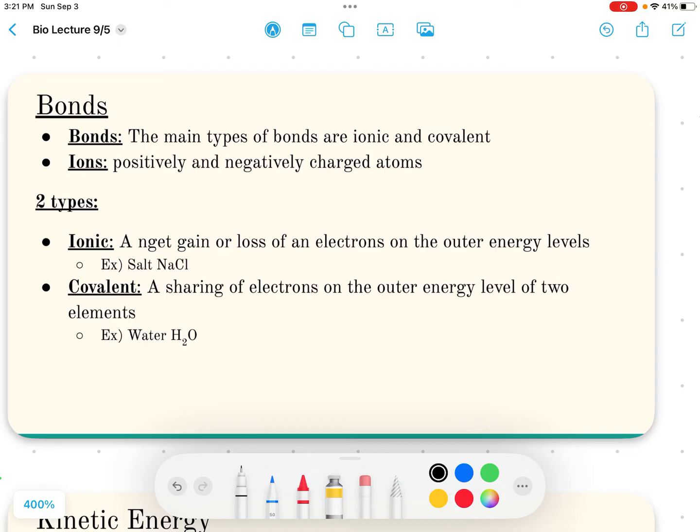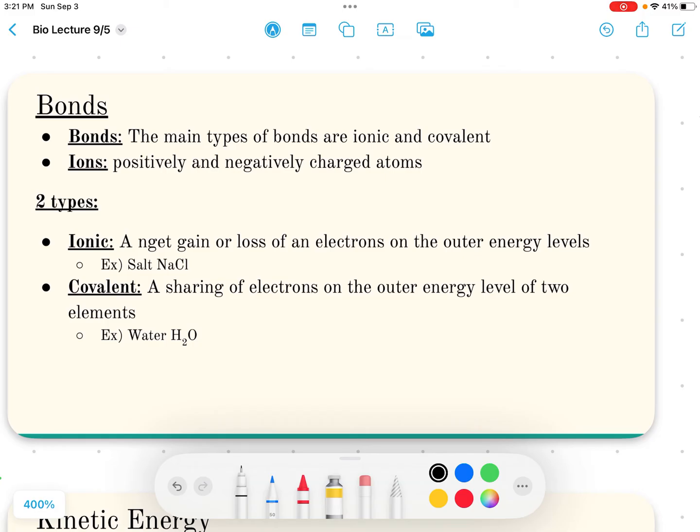Ionic compounds have a net gain or loss of an electron on the outer energy level. So we are going to either give up or take in an electron. Covalent bonds are sharing of electrons from their outer energy level of two elements. So an example would be water. Water is covalently bonded together.